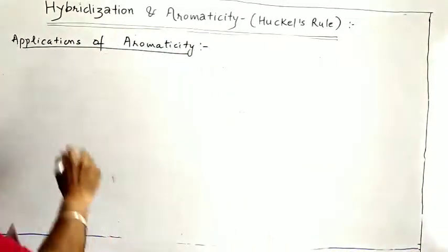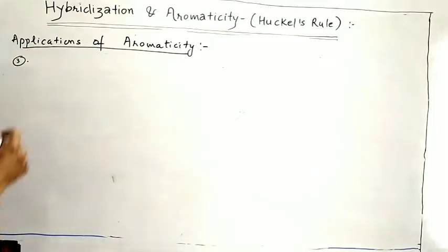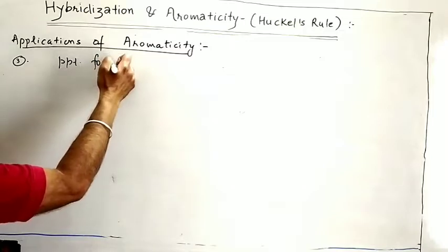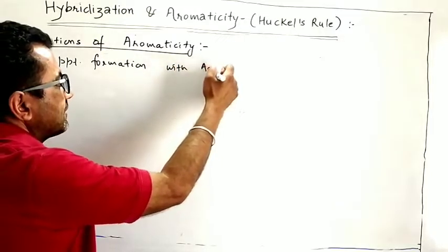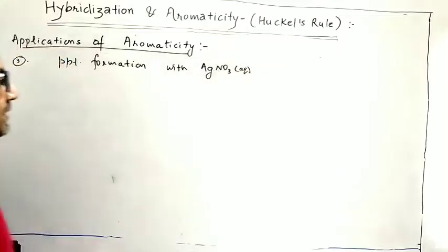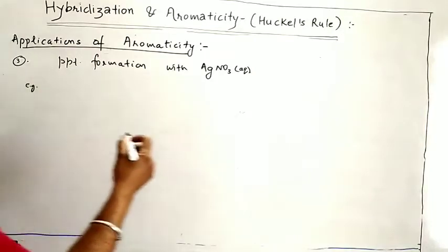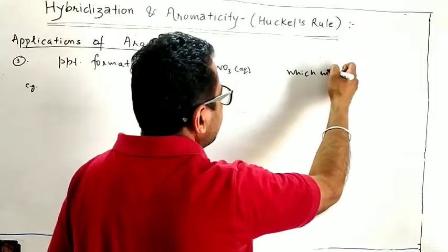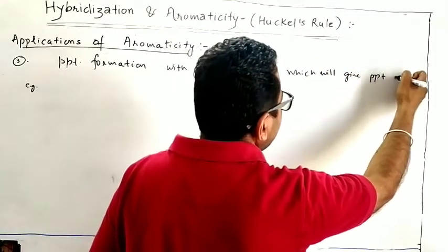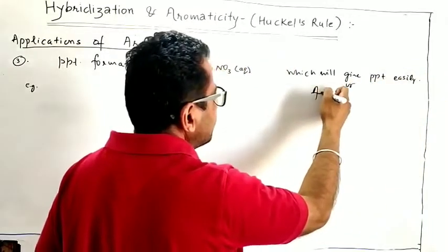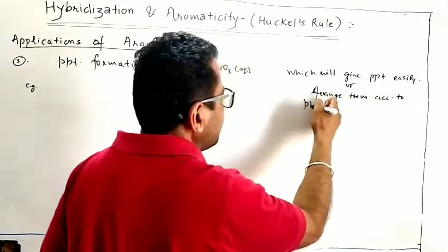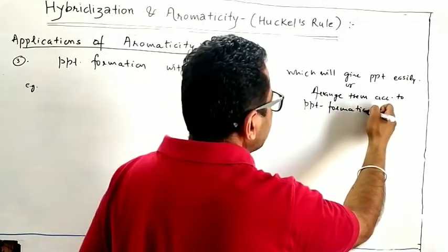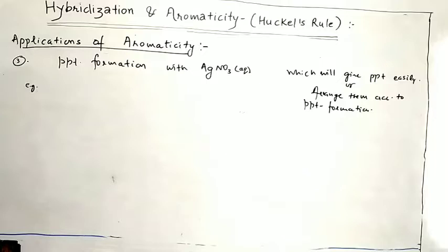In the third type of application, precipitate formation, PPT formation with silver nitrate. अब सिल्वर नाइट्रेट डालोगे, कौन सा मॉलिक्यूल पीपीटी इजीली देगा? ओके, तो क्वेश्चन क्या आता है? Which will give PPT easily, or arrange them according to PPT formation. ऐसे कुछ भी पूछ सकते हैं. So now we will solve this question with the help of our aromaticity.